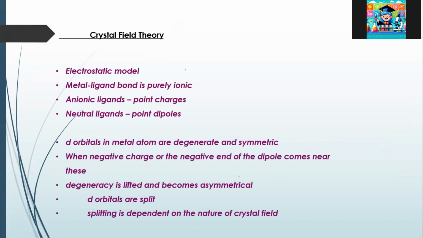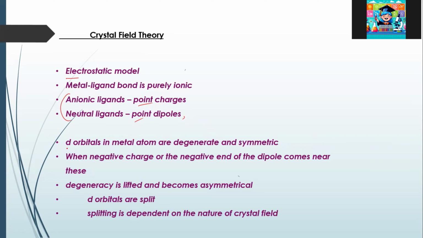First, we will just have an outline of crystal field theory, where there is an electrostatic model, that is, the bond is considered as ionic or an interaction of electrons only. And two types of ligands are there, anionic as well as neutral ligands. Anionic ligands are point charges and neutral ligands are point dipoles. There is charge separation in the same molecule.